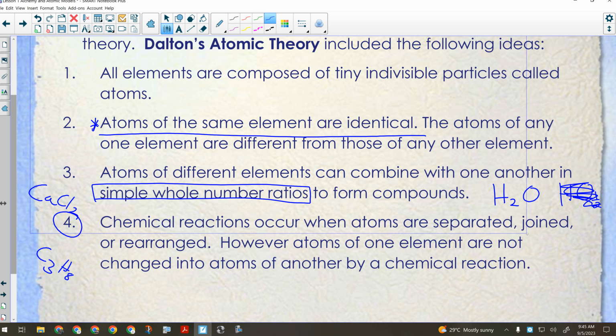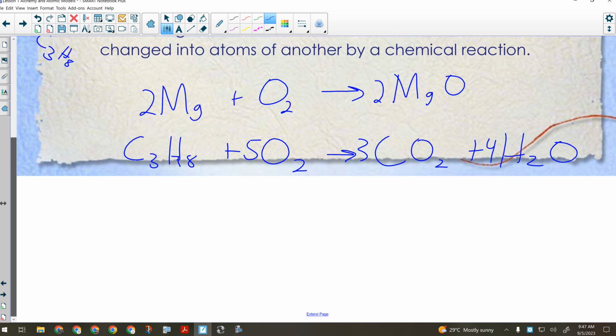This reaction is what makes your barbecue get hot. That's the combustion of propane. Did I make any new elements? I started with carbon, hydrogen, and oxygen. And on the other side, I have carbon, hydrogen, and oxygen. Did I rearrange the elements? Yes, I rearranged them. Carbon and hydrogen were together over here. Hydrogen's with oxygen over here. Oxygen was by itself here, and it's in both things on the other side. I've separated and rearranged the atoms, but they're still the same elements I started with.